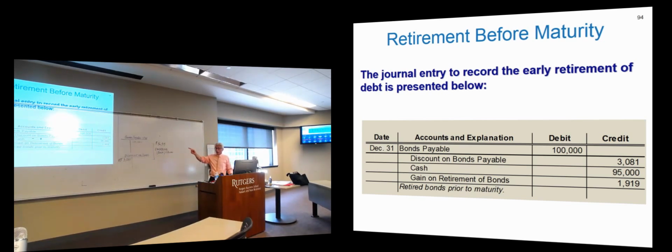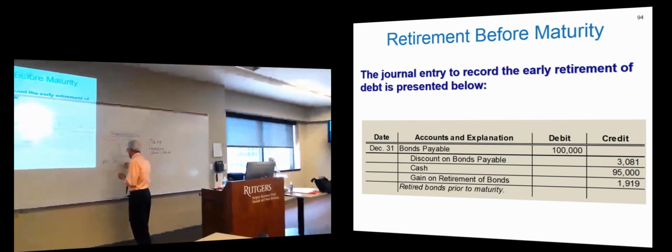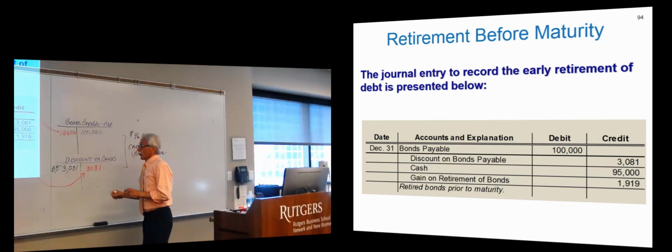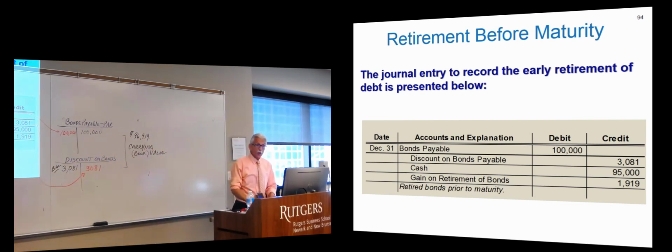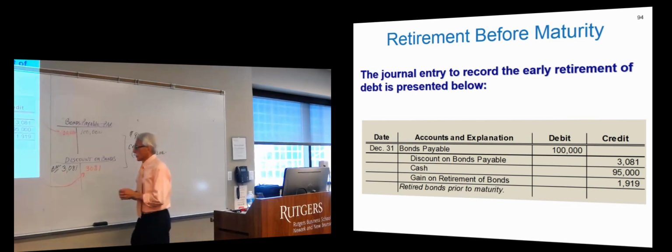So now, when we go to retire them before maturity, early retirement means I've got to remove the par. So I remove the par by the debit. I remove the discount by a credit. And that removes the entire carrying value. I credit cash for the amount I paid, and the difference goes into the gain. The gain is part of ordinary operations, and it would not be considered anything unusual. It's part of your normal operations, or continuing operations, I should say. So it's not EBIT, but it's part of continuing operations. It's not part of a discontinued.